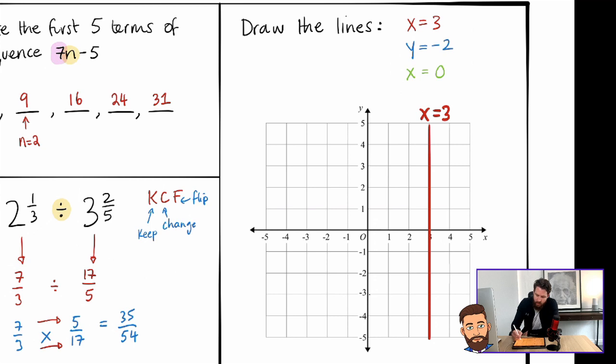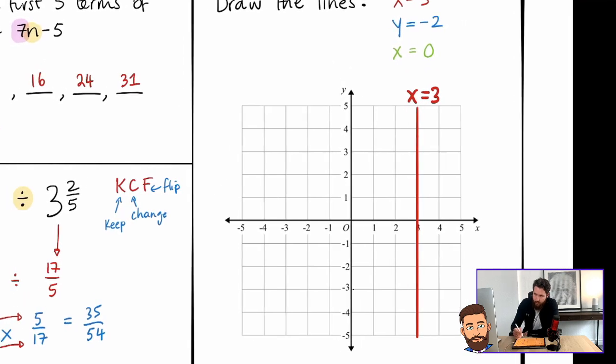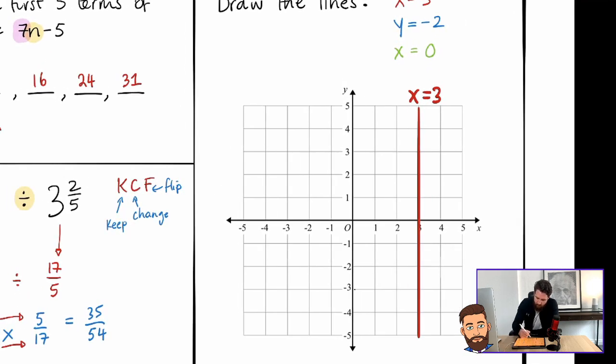And if you're unsure about this, you can go back and check that lesson. Y equals minus 2 is a line that goes through the y-axis at minus 2. So a line that goes straight through the y-axis at minus 2. Okay, so that would look just like this. A line that goes straight through the y-axis at y equals minus 2.